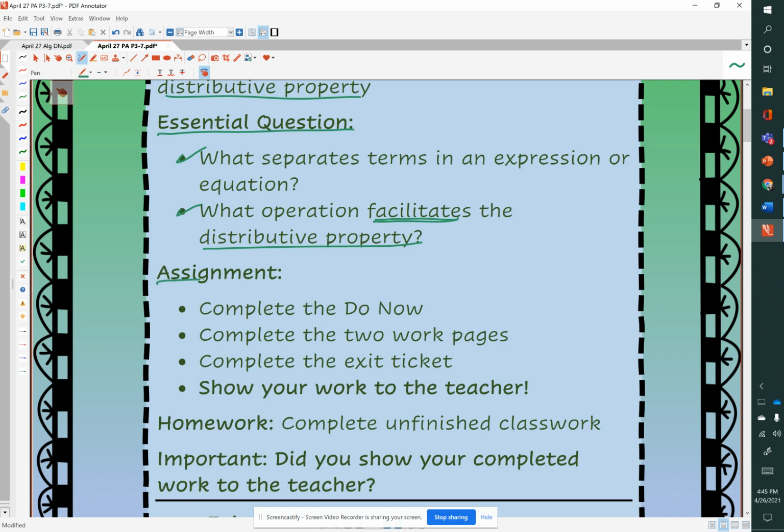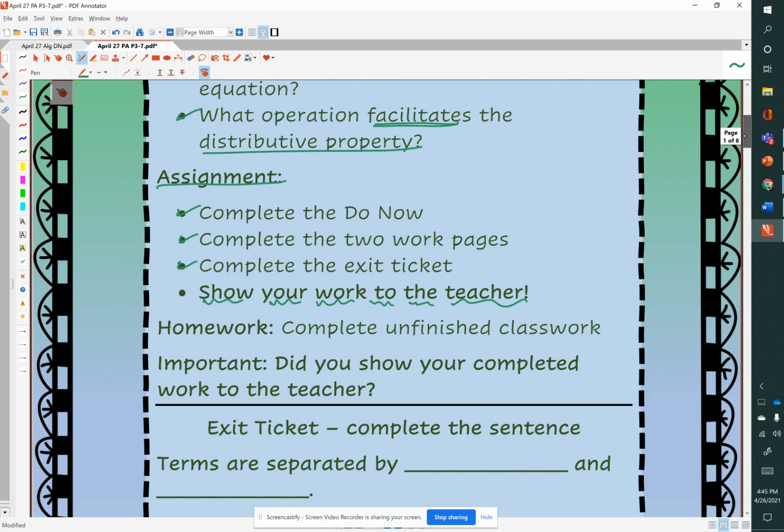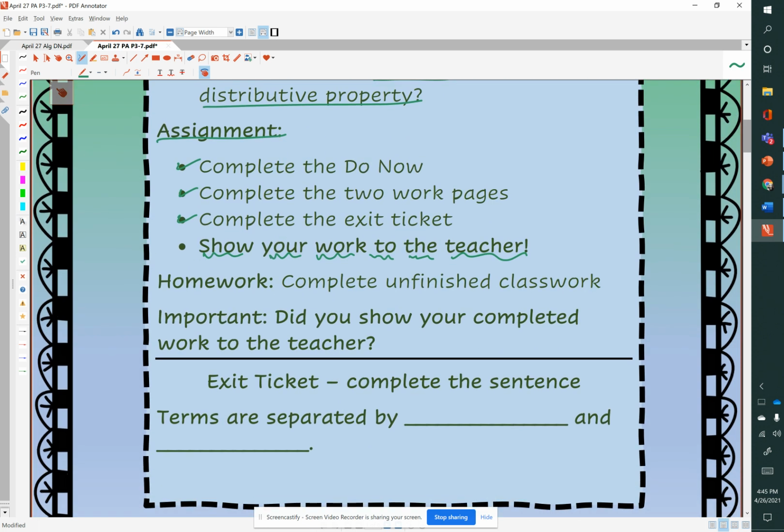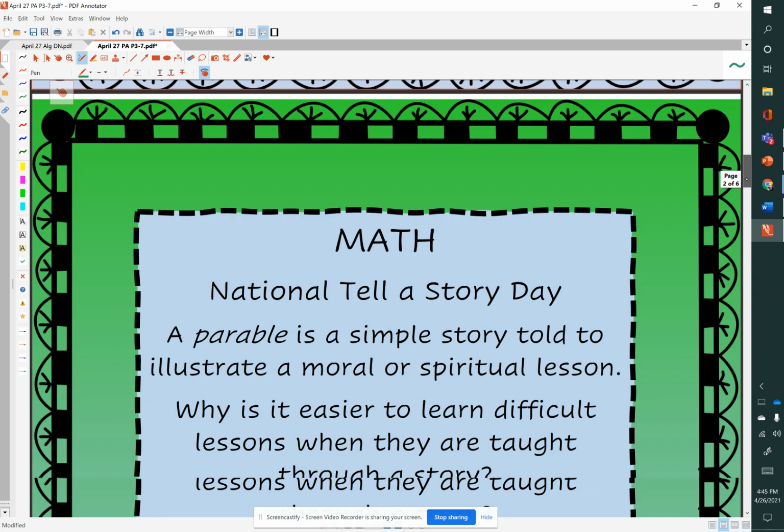Our assignment will be to complete the Do Now, the 2 work pages, the exit ticket, and to show your work to me. For homework, if you didn't finish, you can finish it at home. But if you finished early, I have some things for you to do as well. But most important, show your work to the teacher. That's how you get credit. For your exit ticket, we have a fill in the blank today, so we'll get back to that.